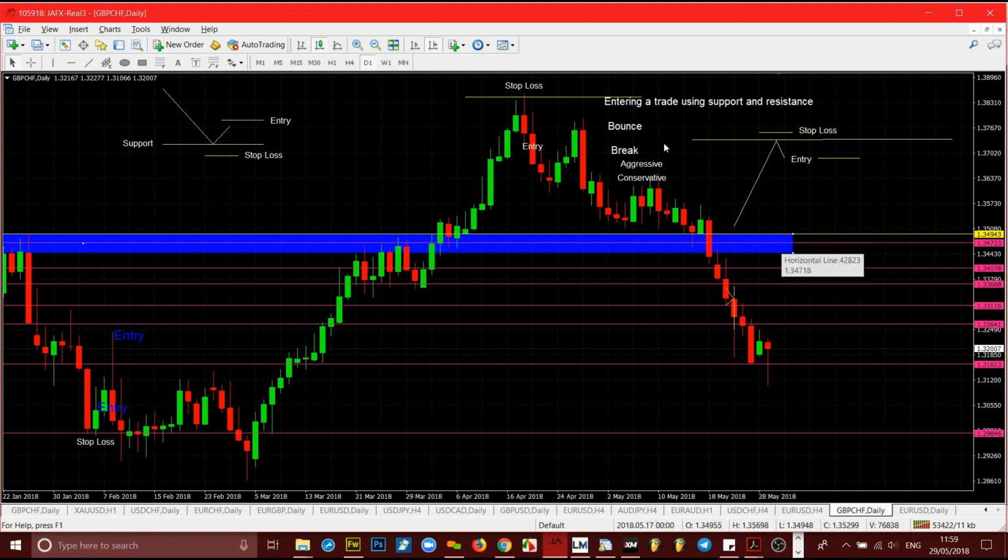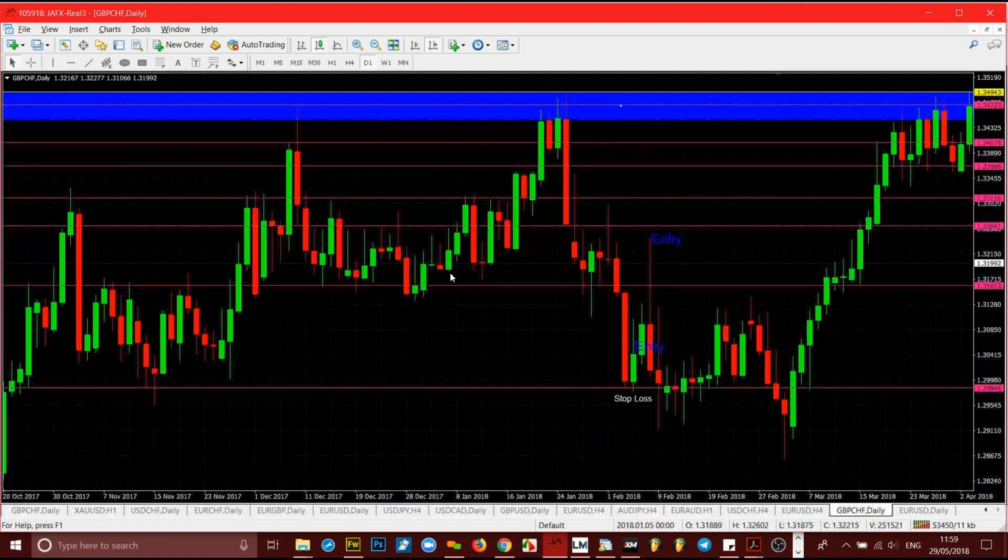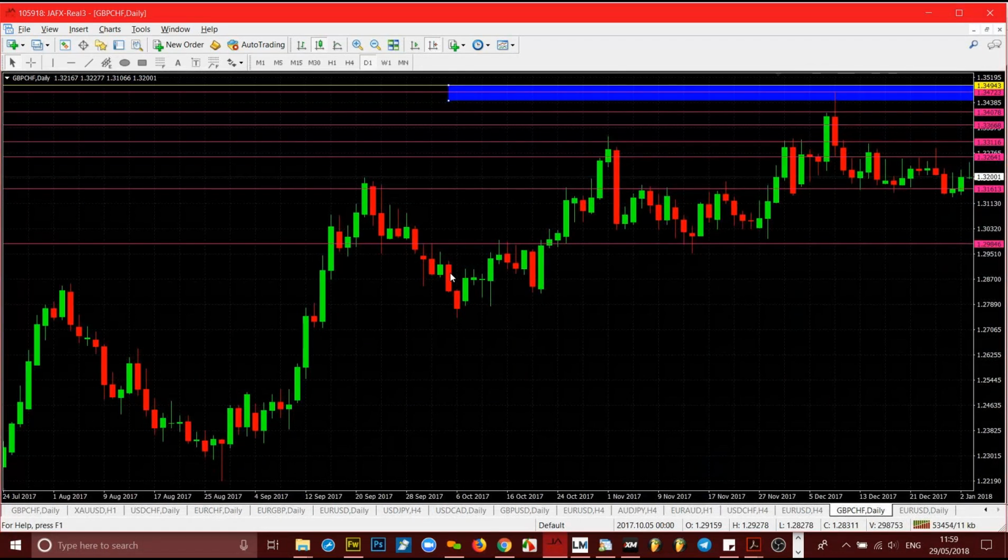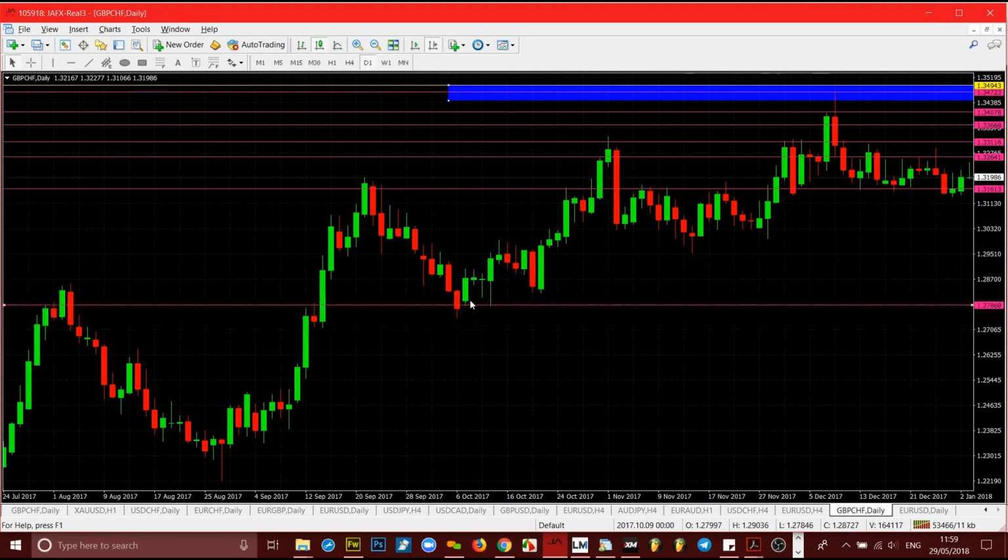The next one we want to look at is the break. The break can either be aggressive or conservative. If price breaks that zone, remember we talked about breaking, that if price breaks a zone, we can either enter on conservative or we can enter on aggressive. So I give you a typical example. Let me look for a good example for us. Okay, hold on. This is a typical example.